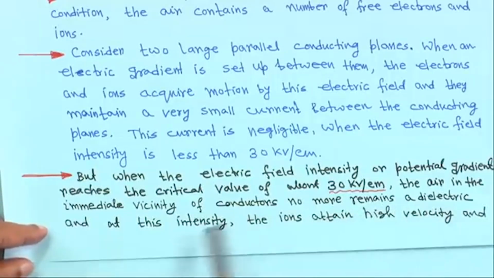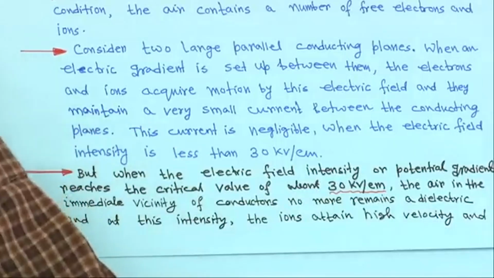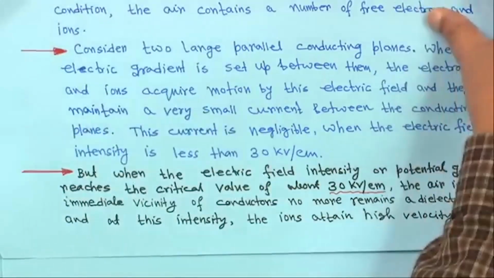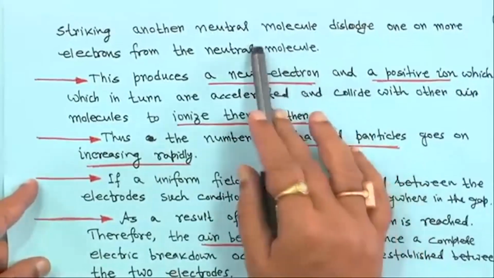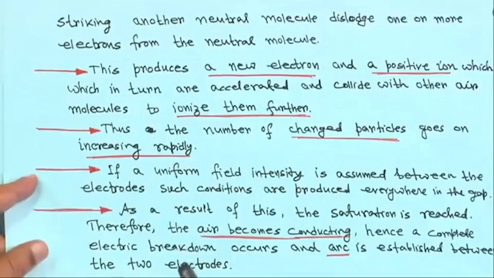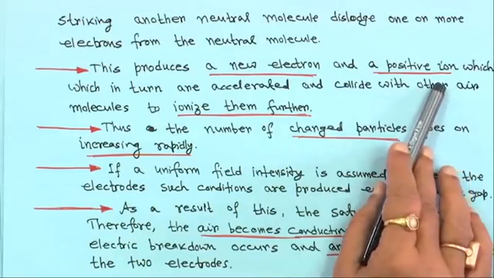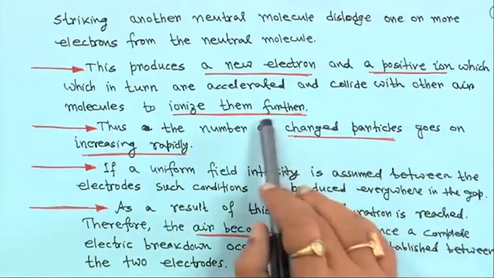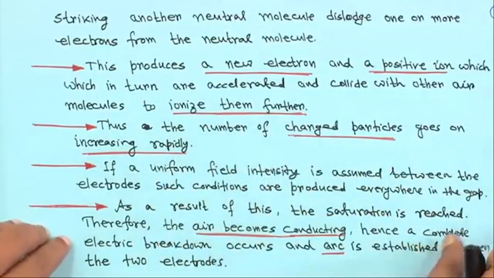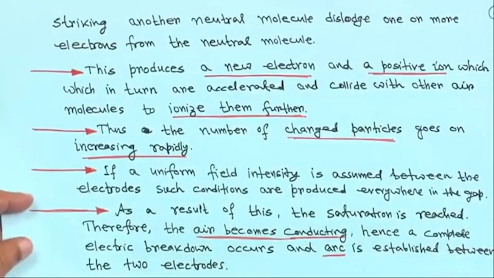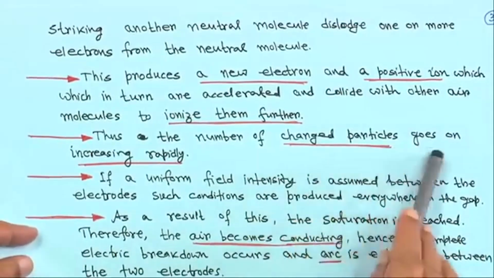When the potential gradient reaches 30 kV per centimeter, the air surrounding the conductor will not remain a dielectric, and at this intensity the ions attain high velocity and strike other neutral molecules and dislodge one or more electrons from the neutral molecule. That means this produces a new electron and a positive ion, and this is a continuous process. They are in turn accelerated and collide with other air molecules to ionize them further, producing more new electrons and positive ions. Thus, the number of charged particles goes on increasing rapidly.